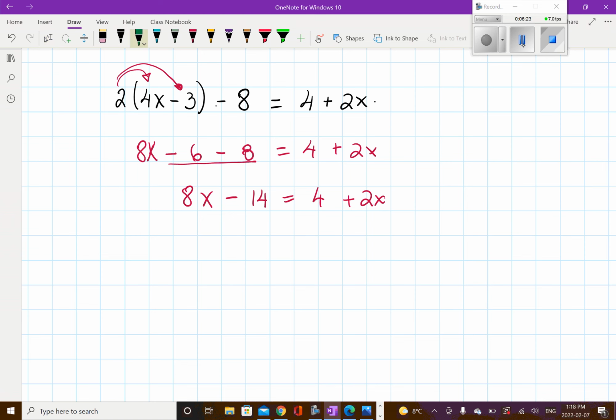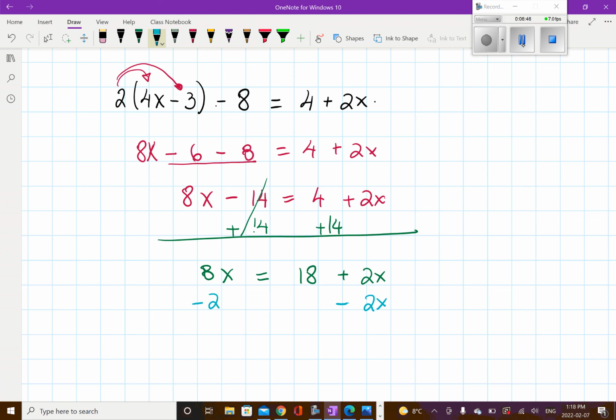So what you should do in this case, you should add 14 on both sides. Then you will have 8x, since 14 is cancelled, is equal to 18 plus 2x. And then you subtract 2x on both sides to cancel the positive 2x, and then you will have 6x is equal to 18.